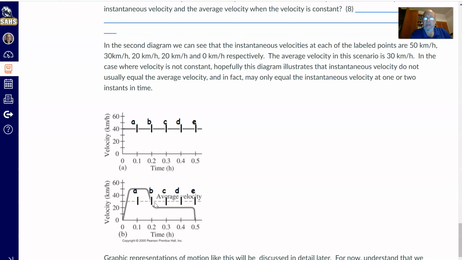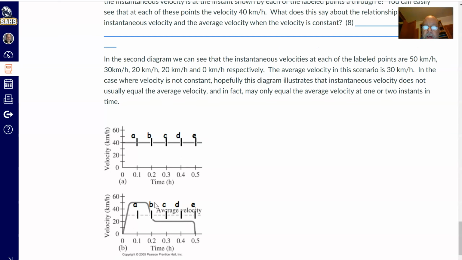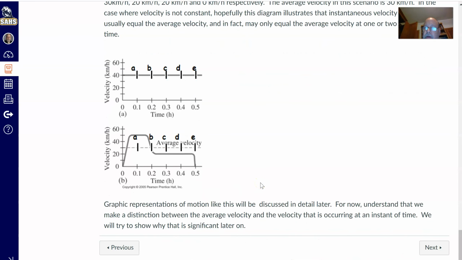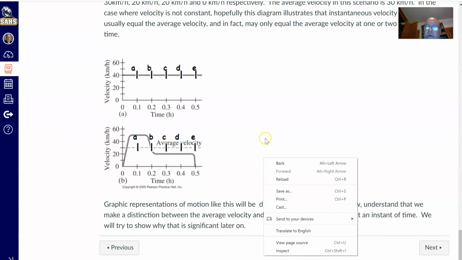So in fact, the instantaneous velocity may only equal the average velocity at 1 or 2 instants in time. And so here, somewhere between 0 and 0.1, I've got the instantaneous velocity and the average velocity at 30 kilometers per hour. And then over here again at point B, at time 0.2 of an hour, we've got the average and instantaneous velocity being equal to each other. But other than that, that's the only point in time during the entire trip that those two things equal each other. So I want you to understand about the instantaneous velocity. It's the velocity at an instant in time. It's not a velocity taken over a long period of time or even just a few seconds of time. It's an instant in time.